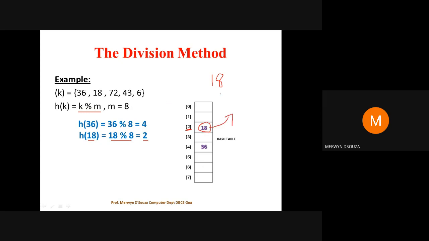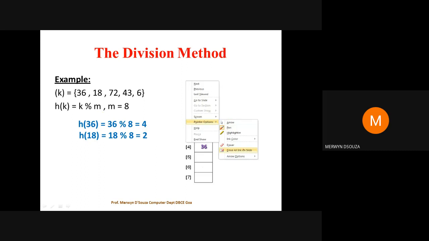Same way, if I tell you to delete 18, apply the same function that you used for insertion. You cannot apply different functions. Take this value, apply the hash function, you will get some hash value, go to that position, and delete 18. That is the way you apply the hash function.